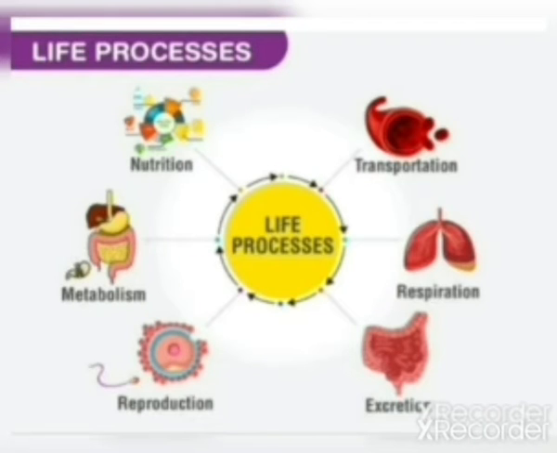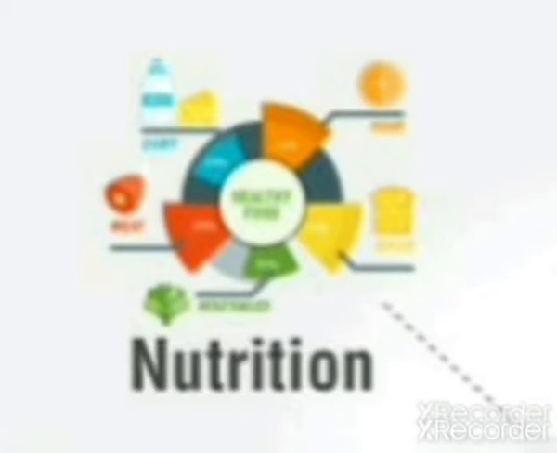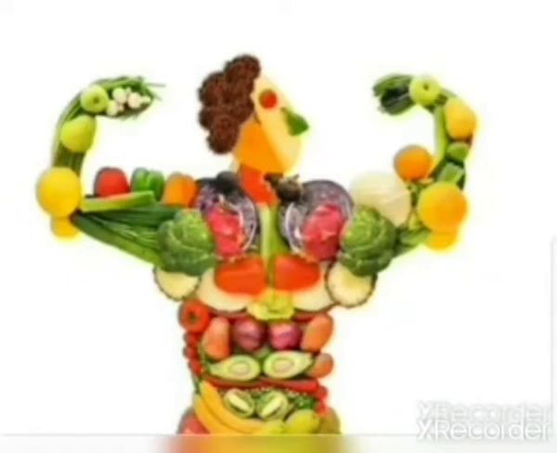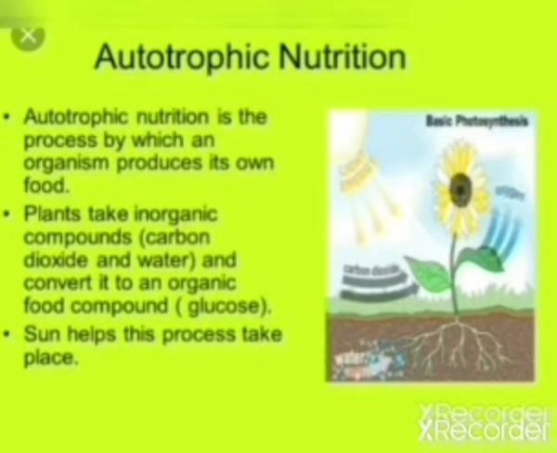Nutrition, respiration, transportation, reproduction, excretion. What is nutrition? The process of obtaining energy through consumption of food is called nutrition. What is autotrophic nutrition? The mode of nutrition in which an organism prepares its own food is called autotrophic nutrition.